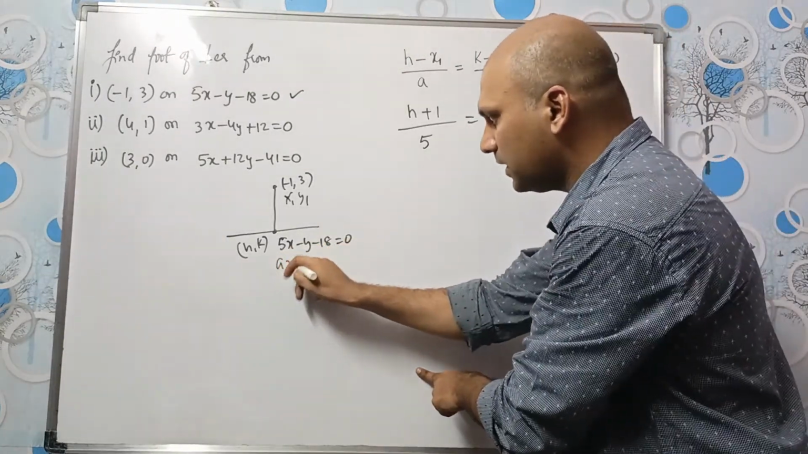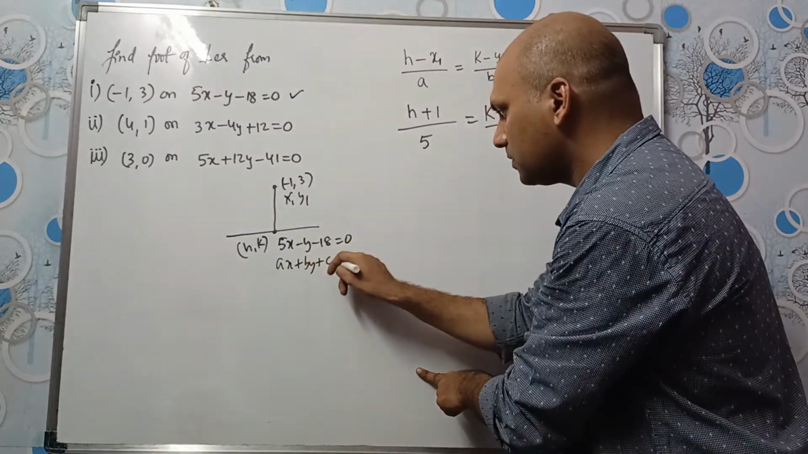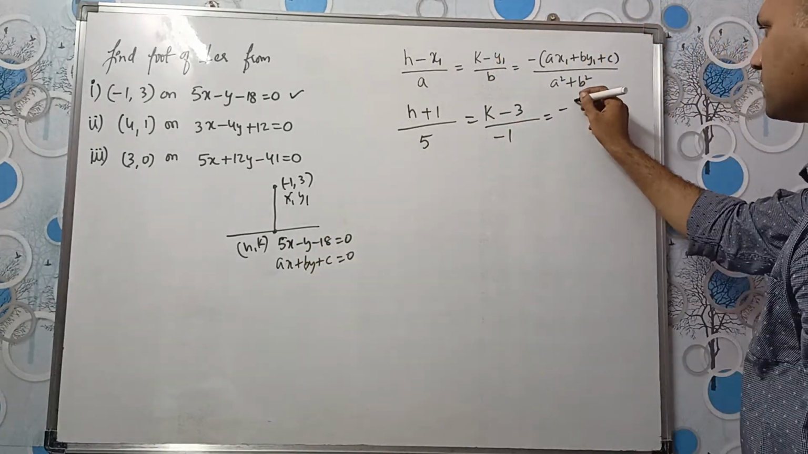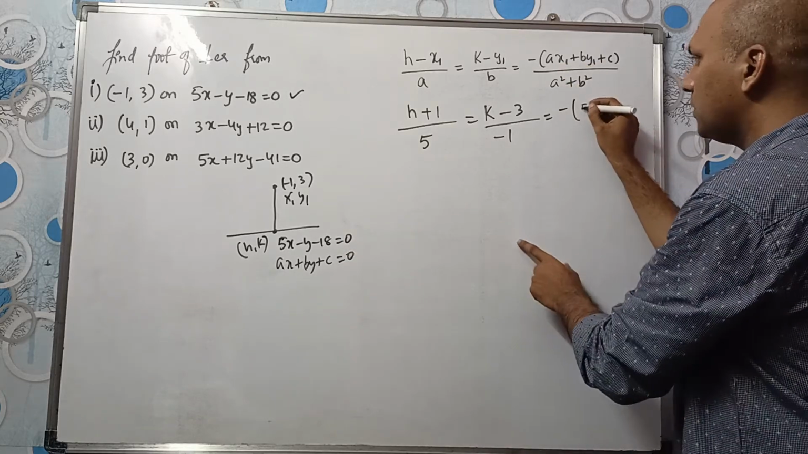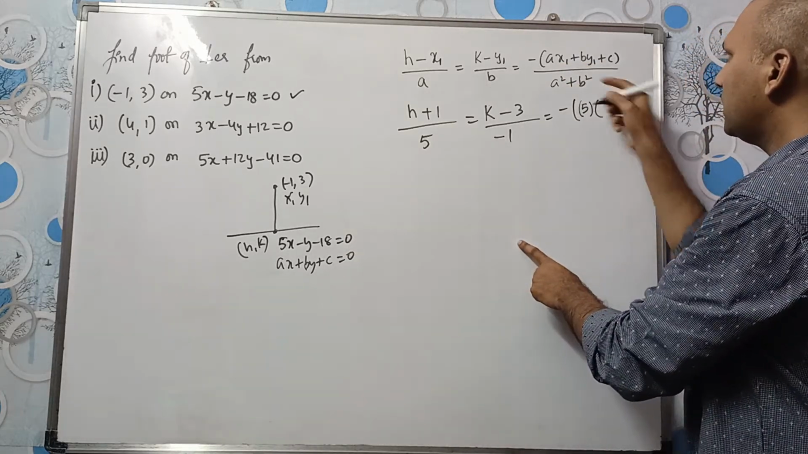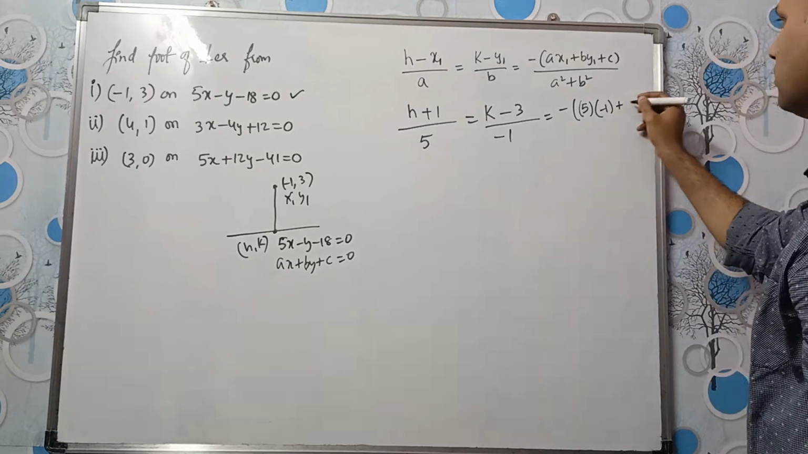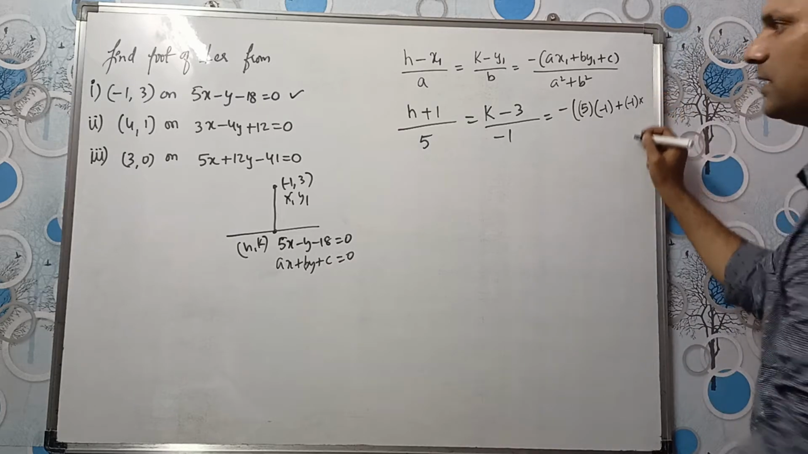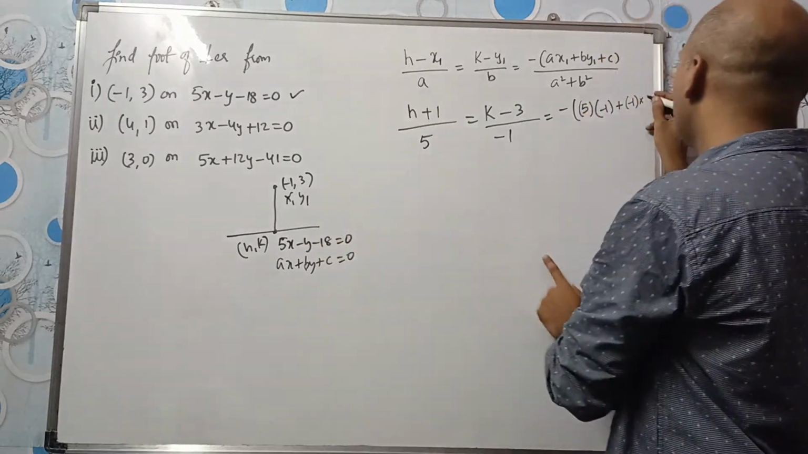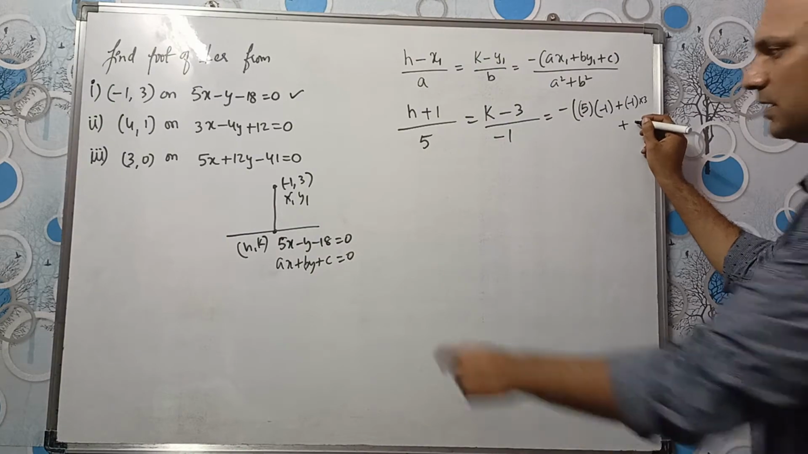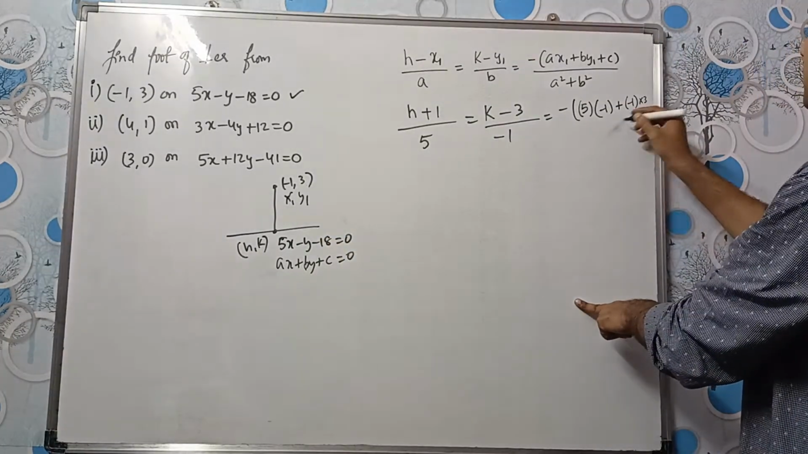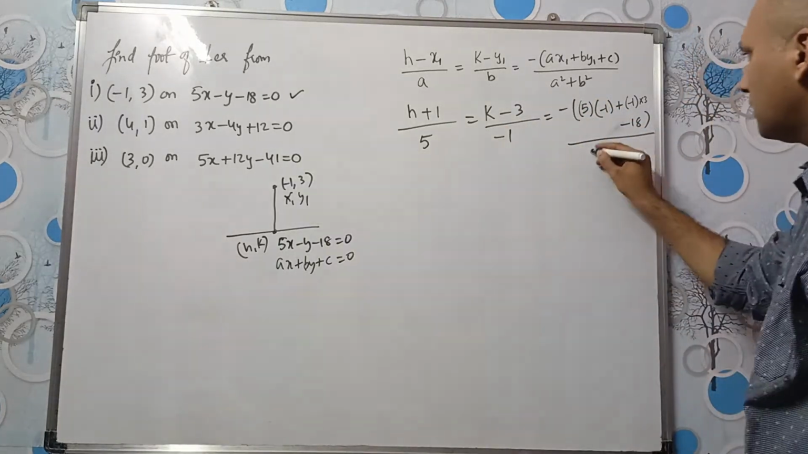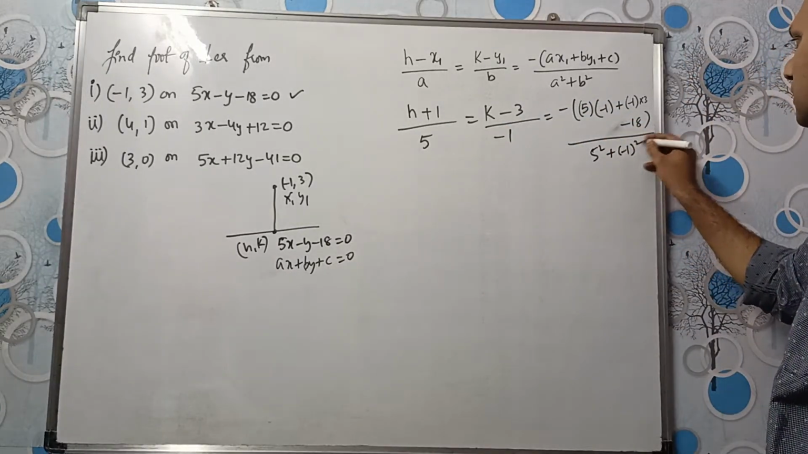Okay. If you compare this with ax plus by plus c equal to 0, a is 5, b is minus 1, is equal to minus ax1. a is equal to how much? 5. Okay. Multiplied by x1 is minus 1, plus b, it is minus 1 multiplied by y1. y1 is equal to 3, plus c. c is minus 18. Okay. Divided by a square plus b square, 5 square plus minus 1 whole square.